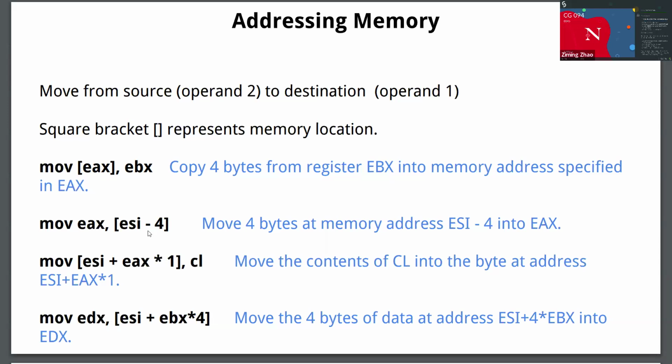So the second instruction is move EAX, [ESI-4], with a bracket there. The first operand is just a register, and the second operand has a bracket, so that's memory. So we're moving from memory to a CPU register. The memory address is ESI-4. That's the memory location, and we're moving those 4 bytes to the register EAX.